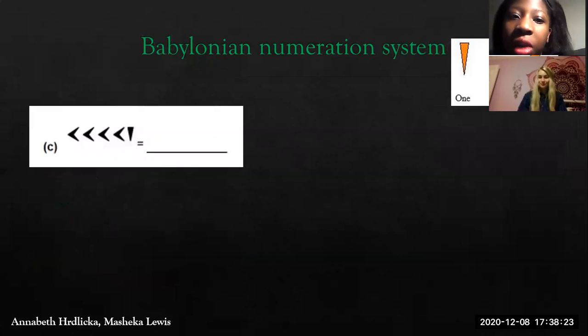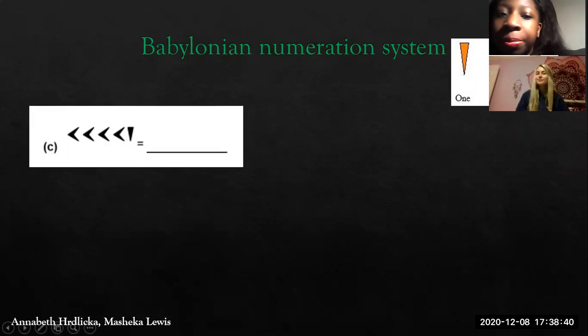So now we're going to, this is still the second module, but I believe this is question 3. For this question, we'll have to find out using a different numeration system. We're using the Babylonian number system.